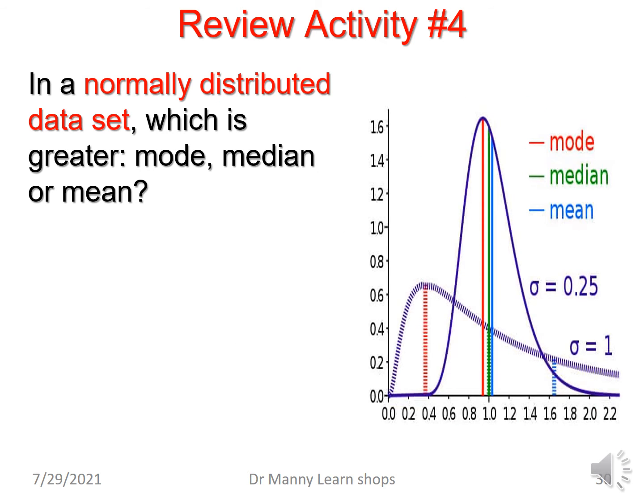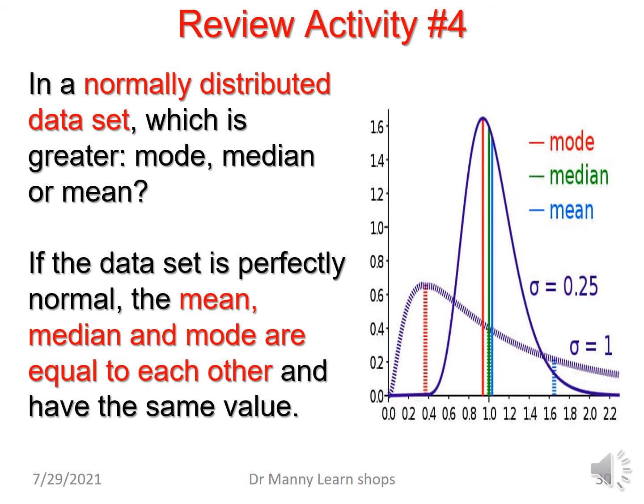It's used with ordinal data. What about in this situation? In a normally distributed data set, which is greater, the mode, median, or mean? Look at the diagram. If the data set is perfectly normal, the mean, median, and mode are equal to each other. They have the same value in a normally distributed data set.